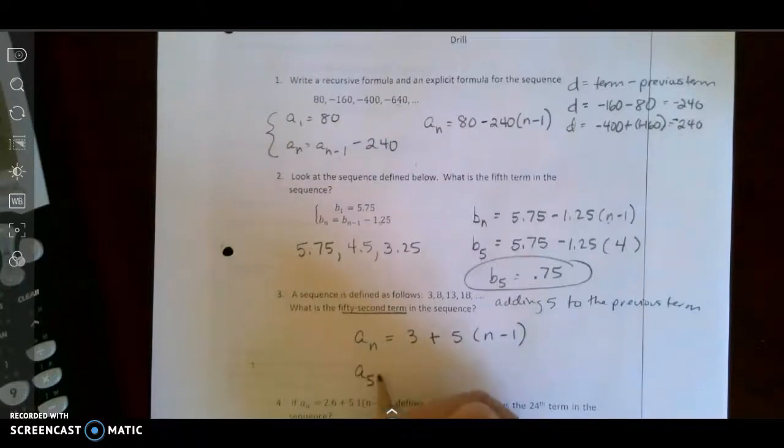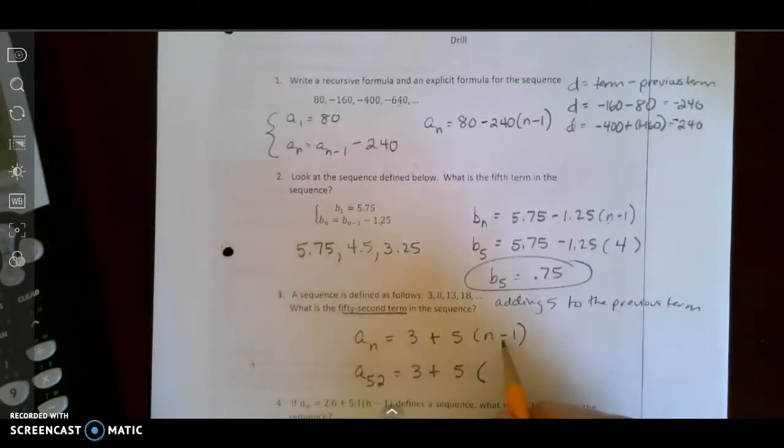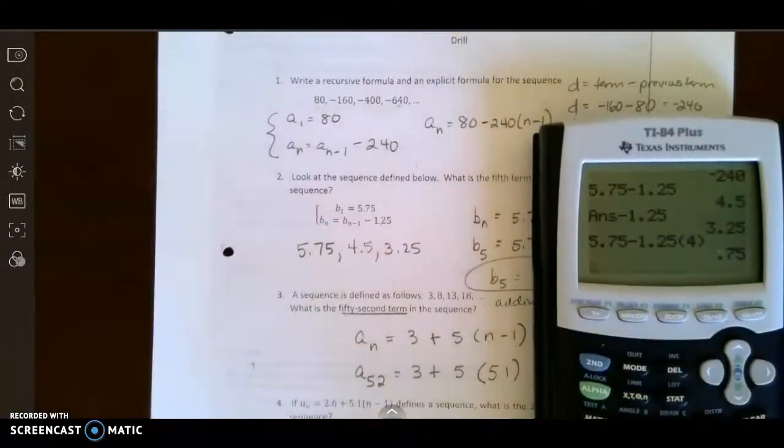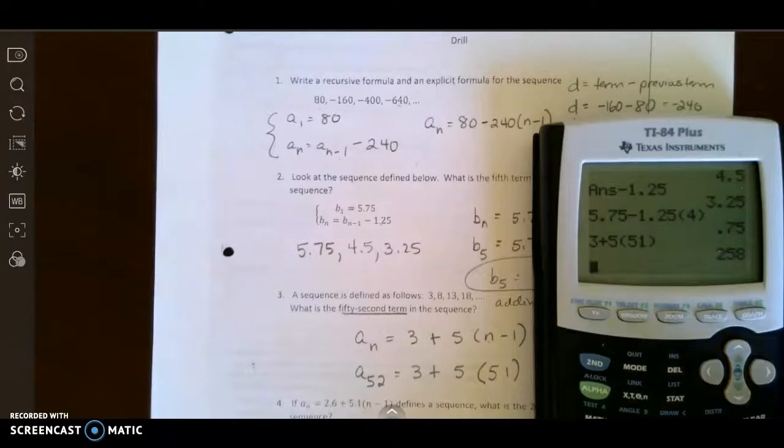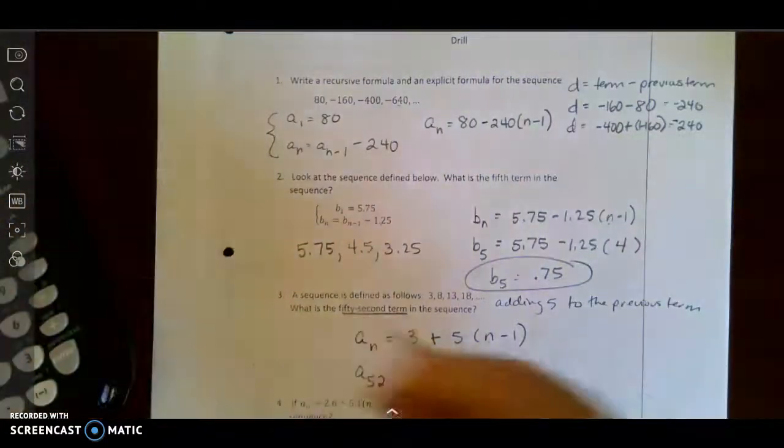So when I find the 52nd term, it's going to be 3 plus 5 times, if I put 52 minus 1, that would be 51. And I can just put that into my calculator. 3 plus 5 times 51, 258.